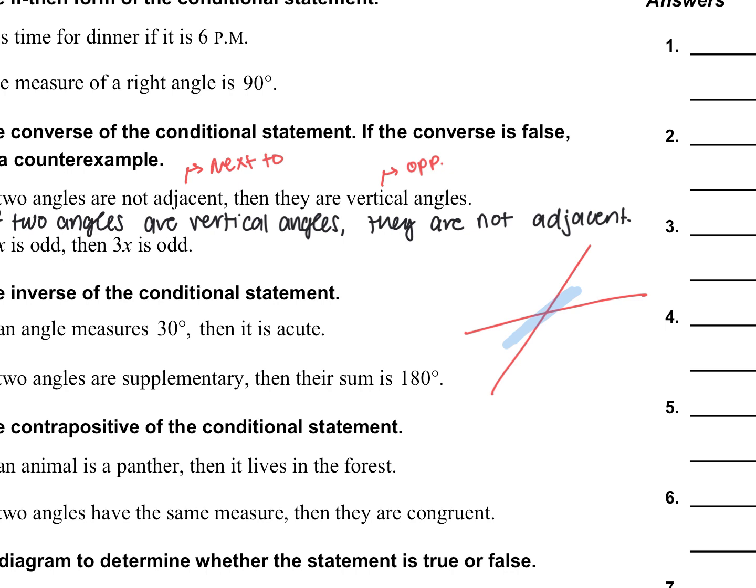So this angle right here is vertical to this angle. And adjacent means it's next to. So if I'm showing you adjacent angles, this angle would be adjacent to this one. Okay, it's literally next to each other. They're sharing the same vertex and they're sharing the same side. So this would be a true statement. I don't have to change it.